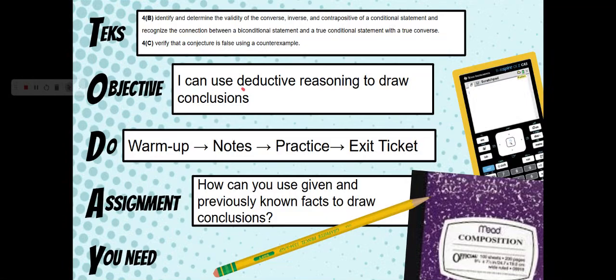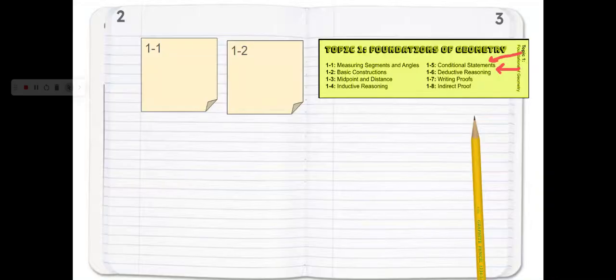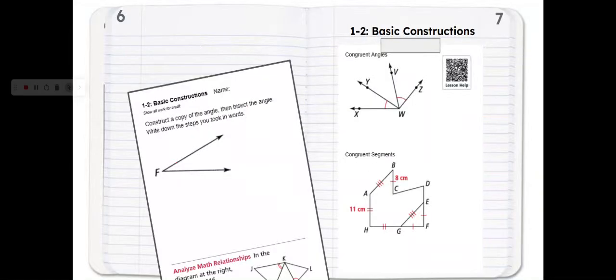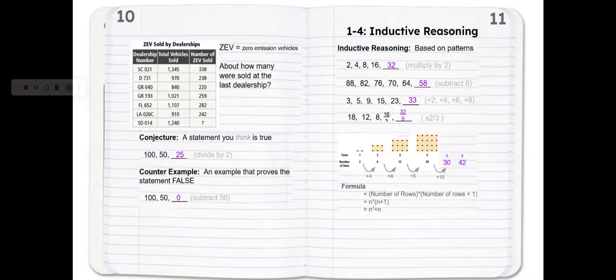Hey everybody, we're going to use deductive reasoning to draw conclusions. Now, we've already talked about something called inductive reasoning. And inductive reasoning is just reasoning based off of your assumptions or your patterns. And sometimes you have a lot of information, sometimes you don't.